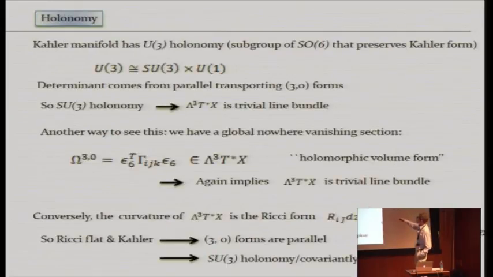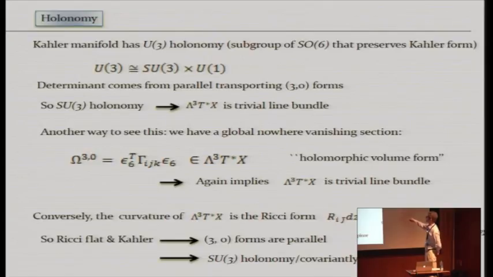Okay, what does that mean? That means that if we have SU3 holonomy, which we get if we have a covariantly constant spinor, this U1 part of the holonomy has to be trivial. But U1 is just the holonomy of this line bundle, so this line bundle has to be a trivial line bundle.